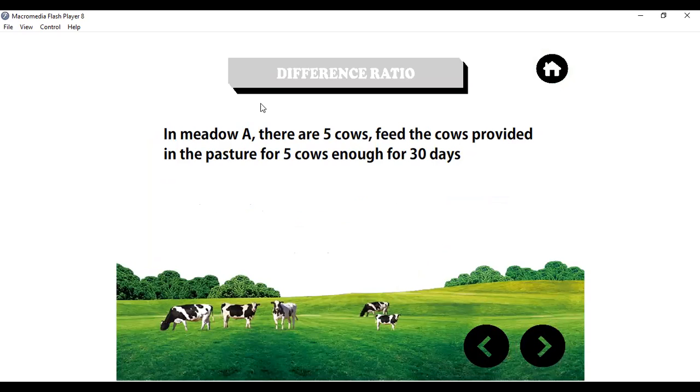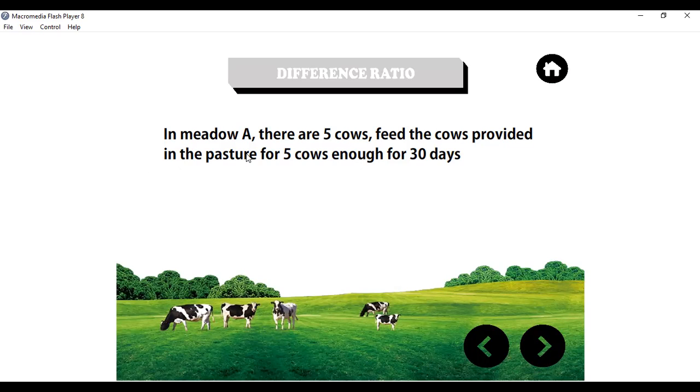Next is the different ratio. In the different ratio material, I provide an illustration in the form of the relationship between the number of cows and the time their feed lasts. The more cows, the fewer days the feed runs out.